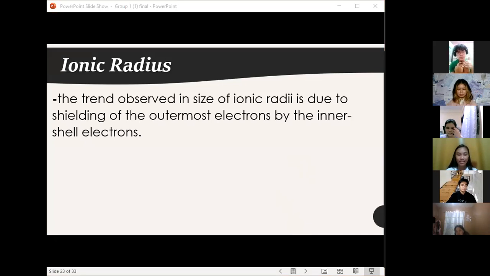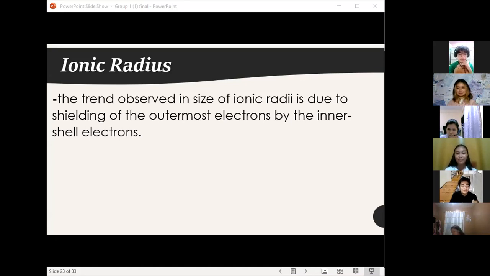So, for the main concept of ionic radius, based on what Catherine discussed earlier, radius is the distance between the nucleus and the electron in the outermost shell. But in this case, since it is an ion, it is the ionic radius. The trends observed in the size of ionic radii are due to the shielding of the outermost electrons, which Leonard already discussed earlier.